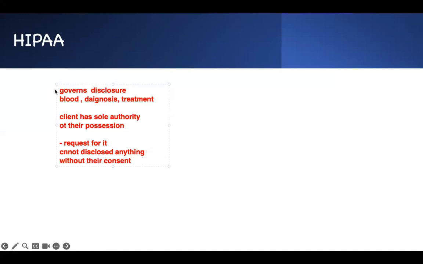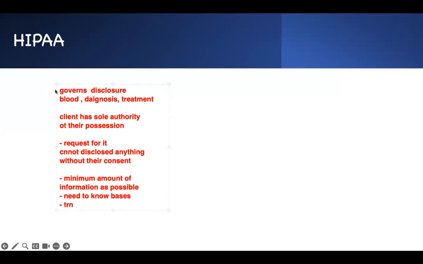There are a few exceptions. We'll talk about it. If you have to disclose, just make sure it's the minimum amount of information possible. Need to know stuff, on a need-to-know basis.